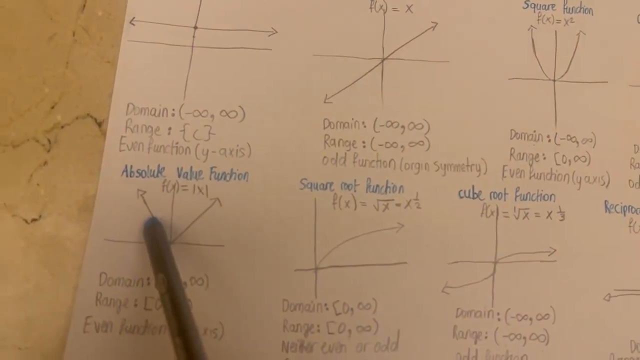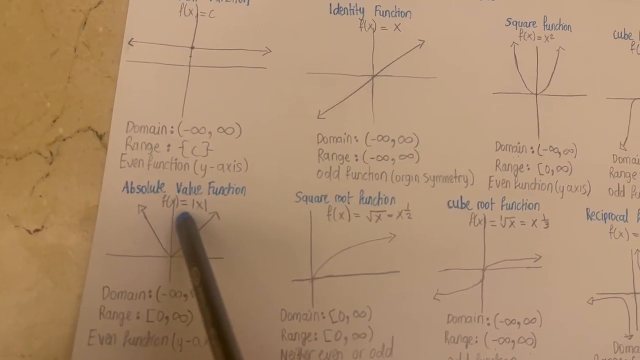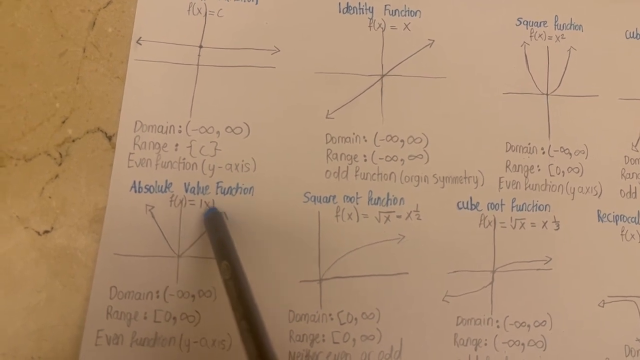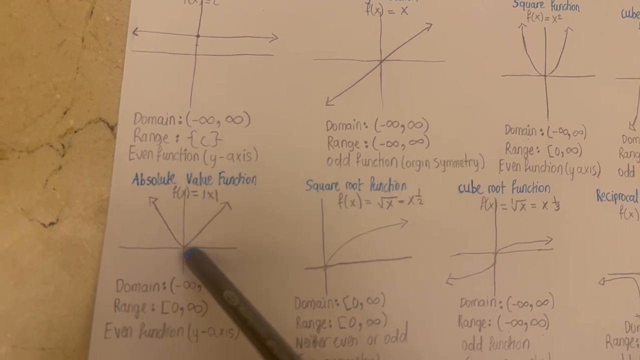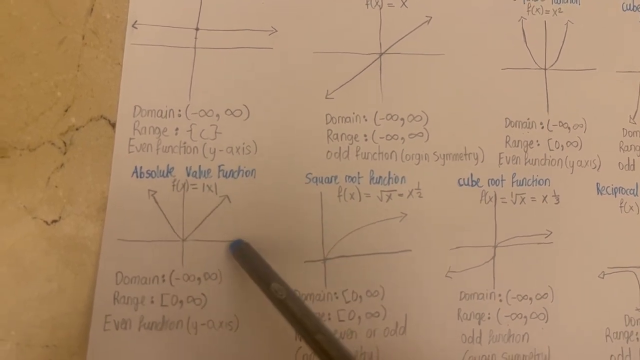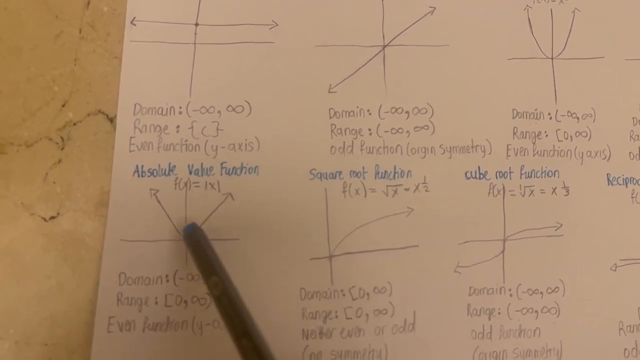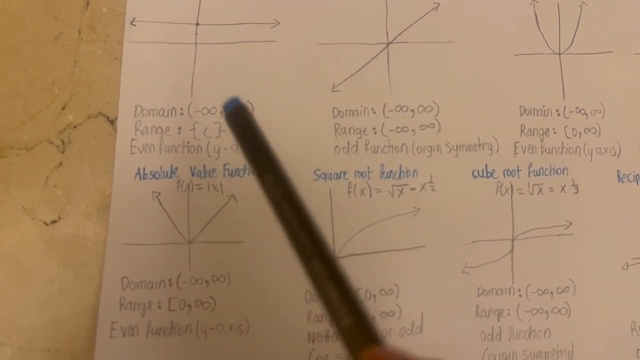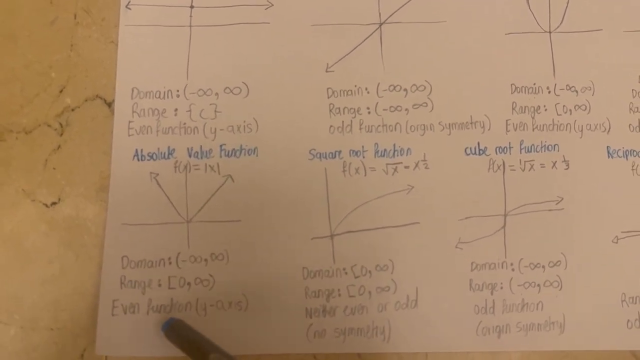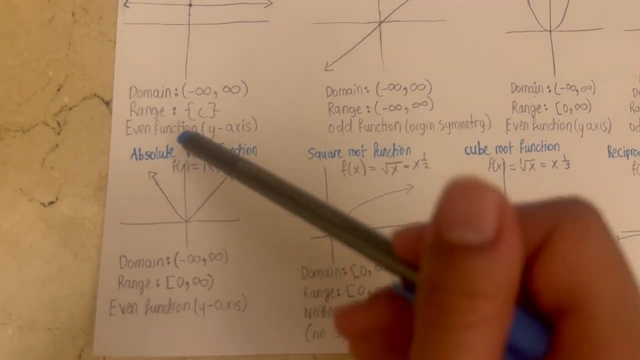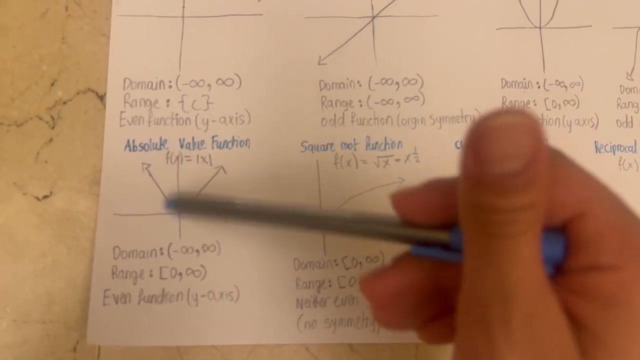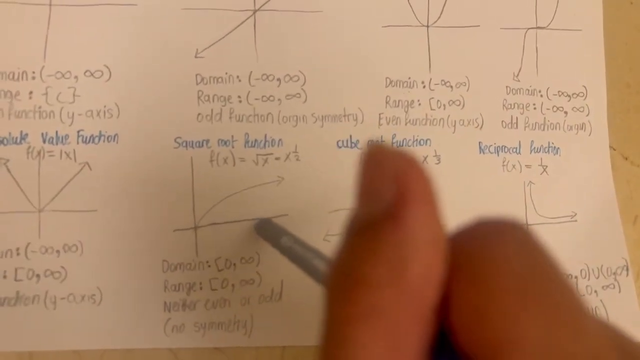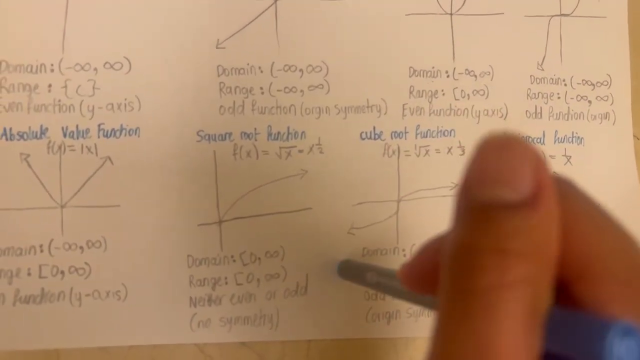Next, we have the absolute value function. F of x equals absolute value of x. The domain, as you can see, is from negative infinity to positive infinity with a range of 0 to infinity. It is considered an even function because if you look closely, you can see that it is symmetric to the y-axis.